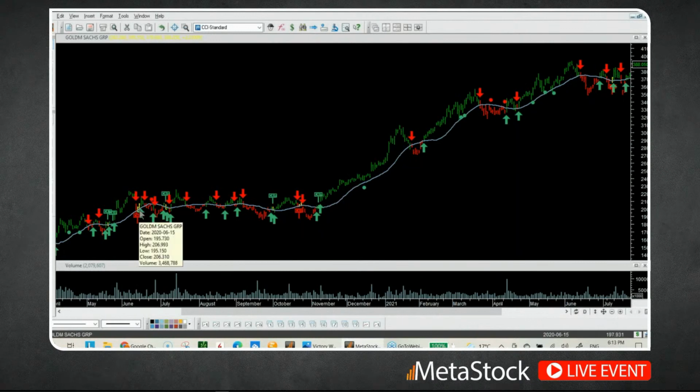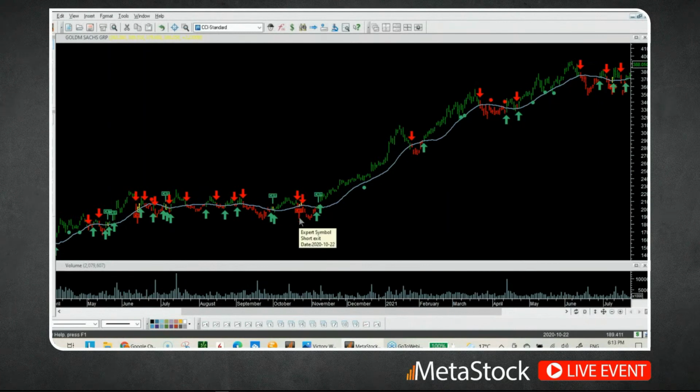Right here on this long entry back on June 12th, the 20 was still trending higher. So that is definitely a trade setup we would want to take. But we get stopped out very quickly. And from that point on, you can see how flat the moving average was, which would keep us out of every single one of these signals.